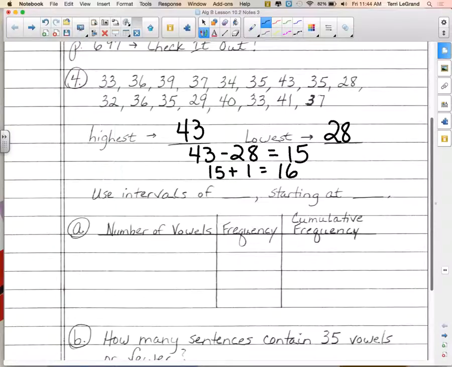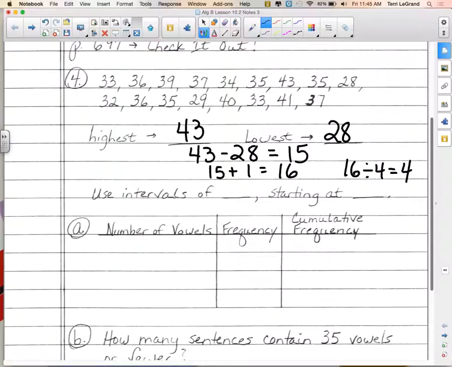Because if we divided it by 2, then our range is only going to be 2, and how many intervals would there be? 8. Does that seem reasonable to have a range of just 2 and 8 intervals? No. So if we divide by 4, 16 divided by 4 would be 4. So then our range would be 4 vowels, and we'd have 4 intervals. Does that seem pretty reasonable?